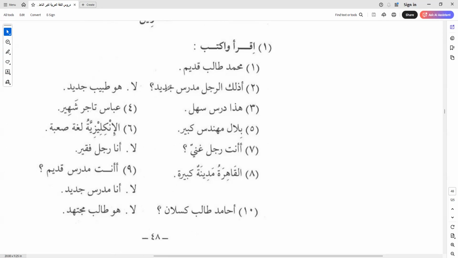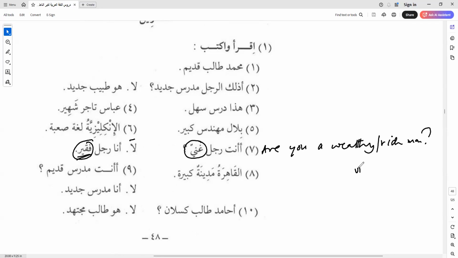Let's look at number 7. Anta rajulun ganiyun? Are you a wealthy person or a rich man? That's a question. La. The person says no. Ana rajulun faqirun. I am a poor man. So the opposite of ganiyun is what? Faqirun. Allahu ghaniyun. Allah is wealthy or Allah is self-sufficient.